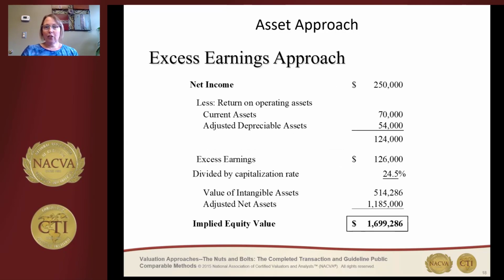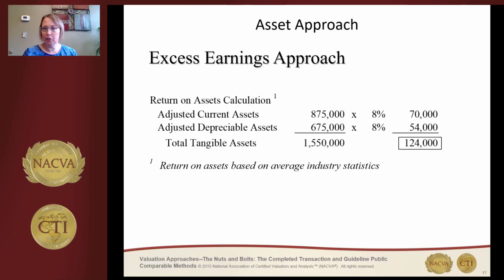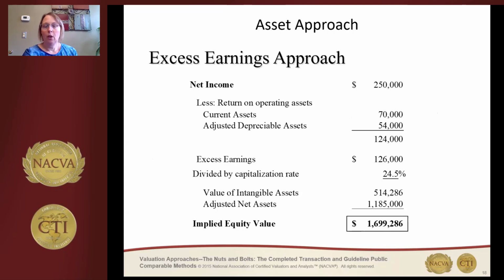So then, the excess earnings approach. We're going to look at our earnings now. We have net income for this company of 250,000, and then less our return on those operating assets. That's what we just calculated, the 124,000. So our net income is 250. The income that we anticipated getting based upon our tangible assets, we anticipated 124. So our excess earnings is 126.